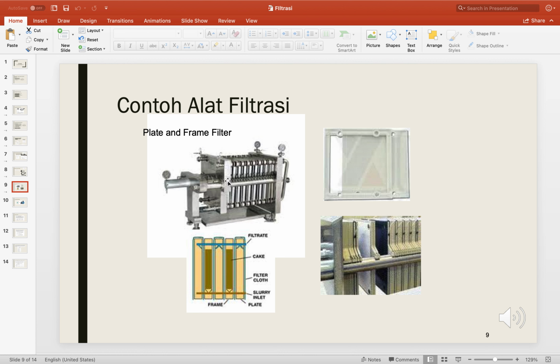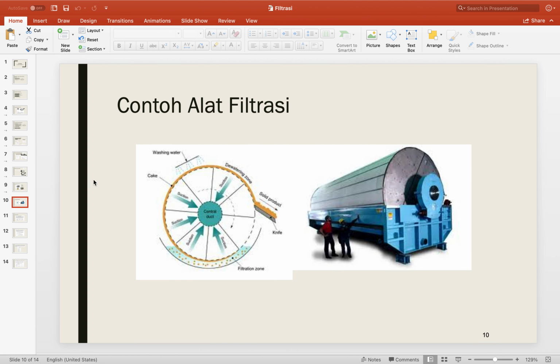Usually this is operated at constant pressure. So when you notice a reduced filtrate flow, you can disassemble the plate and frame filter, and then clean the cloth as the filter media, and then start the filtration process over again.